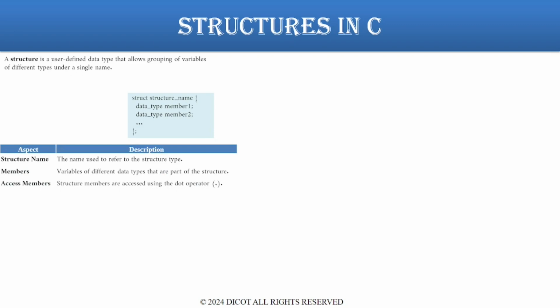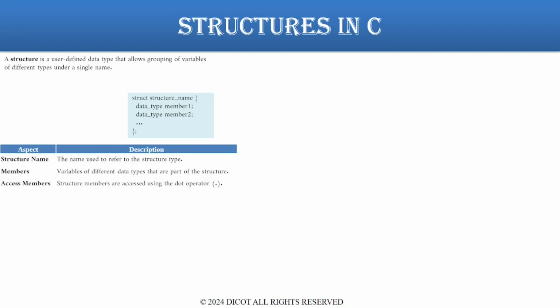Structure name: the name used to refer to the structure type. Members: variables of different data types that are part of the structure. Access members: structure members are accessed using the dot operator.